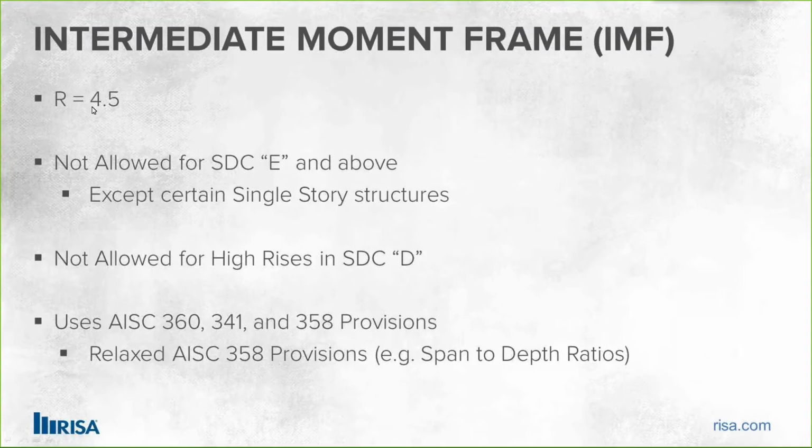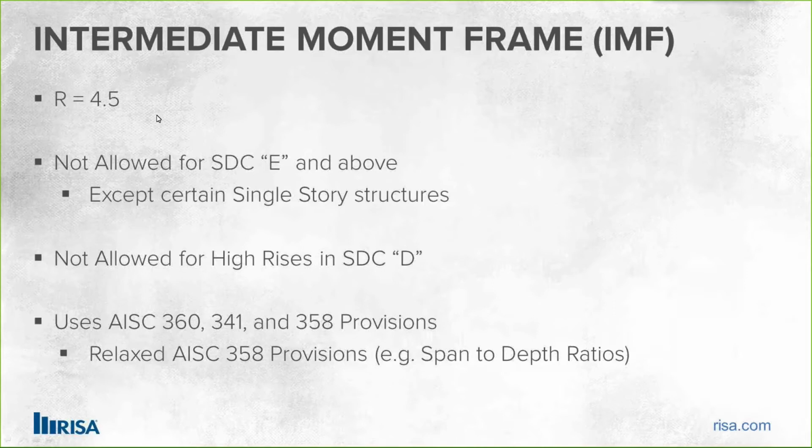Now, in an IMF, your advantage is that your R jumps up to 4.5. So that means that your forces are only going to be about 2/3 of what they would be in an R equals 3 system. And so that definitely helps out in terms of the demand on things. Now, the IMFs are also not very popular, but they're used in certain circumstances. They're not allowed for your seismic design categories E and F, except for in certain single-story structures. So you're taking a step above the OMF. However, you also can't use an IMF for a high-rise building in seismic design category D. So there's a certain height limit to how high you can take these up.